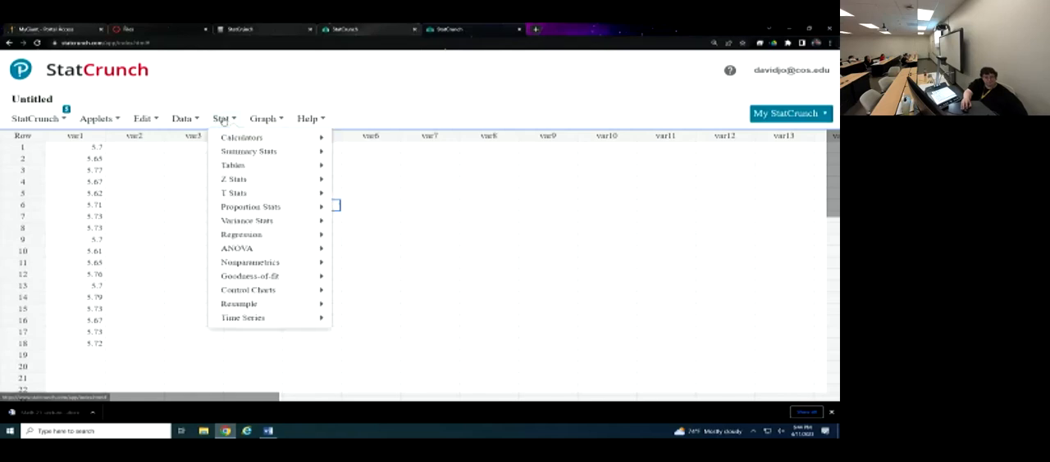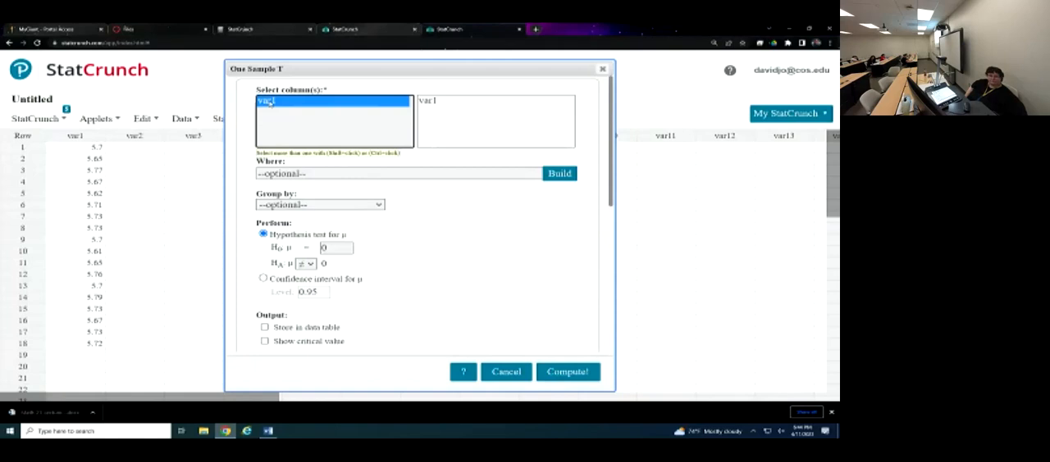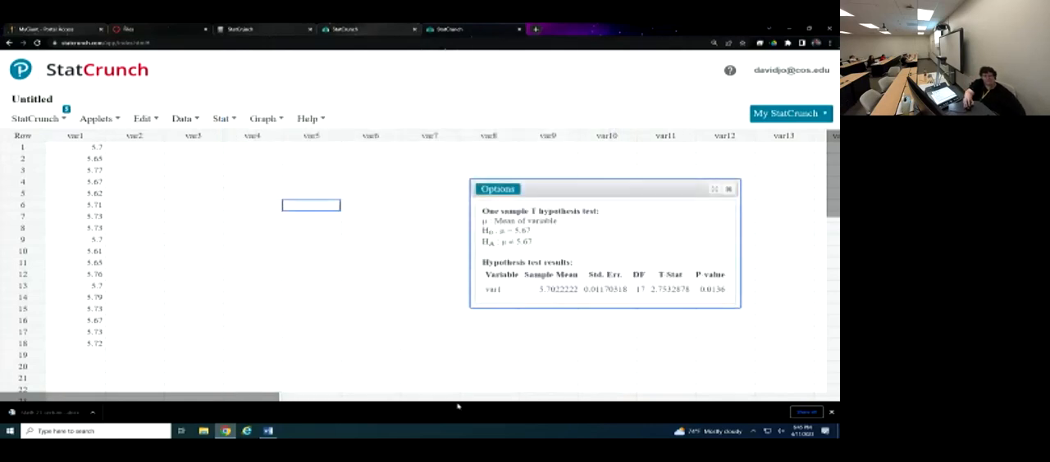That's the old test. The problem we're currently on is Stat, T Stats, One Sample, with data this time. I've only got one column with data, so we'll just select that column. The other part is the same. I gotta tell it what hypothesis test we're doing. We are checking for 5.67 grams or not 5.67 grams. And it gives me my t-stat and my p-value. My t-stat is 2.753, and my p-value is 0.0136.